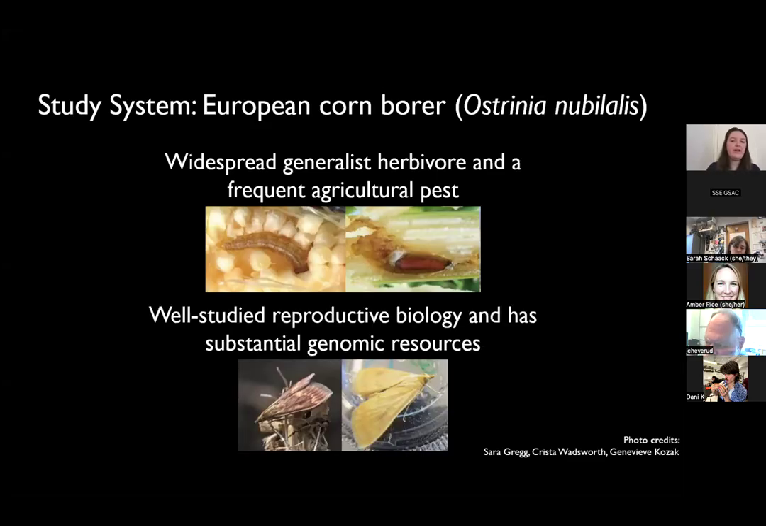And because they are so disruptive to humans' agricultural interests, we know a lot about them. We've studied them to try and get rid of them. In the process of studying them, we know their reproductive biology really quite well. And what's really important, particularly for the second and third parts of my talk, is that they have substantial genomic resources, including a reference genome.